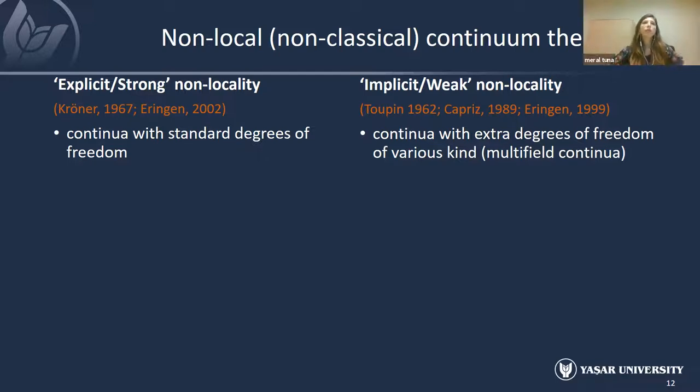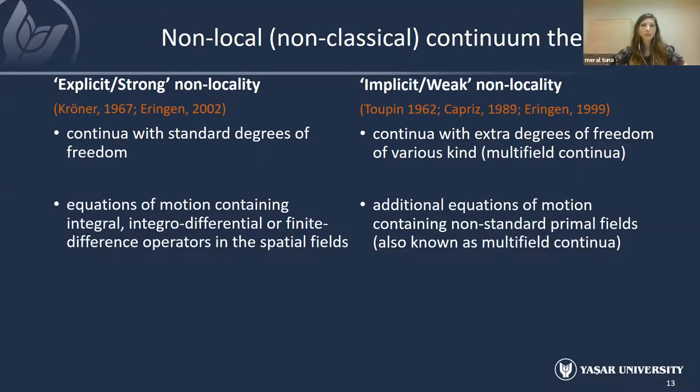Explicit type non-local models have the same number of degrees of freedom as the classical case, while implicit type non-local models have extra degrees of freedom of various kinds. That is why they are often named multi-field continua or generalized continua. Explicit type non-local models have the same number of equations, but these equations contain integral, integro-differential, or finite difference operators, depending on how prominent the non-locality is. On the other hand, in implicit type non-local models, due to the extra degrees of freedom, the number of equations is increased.